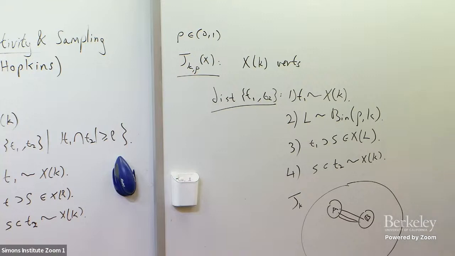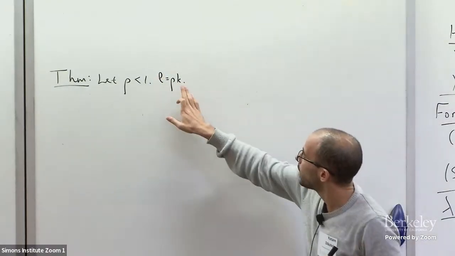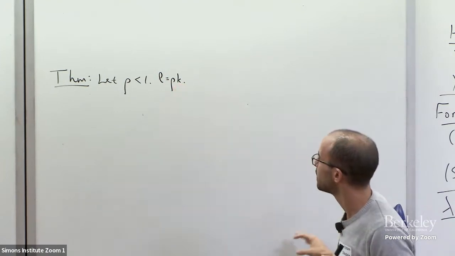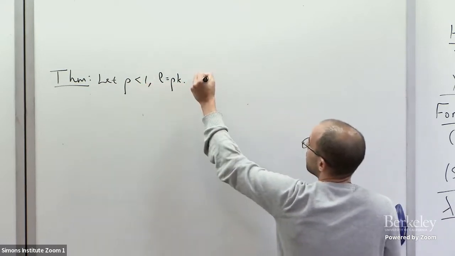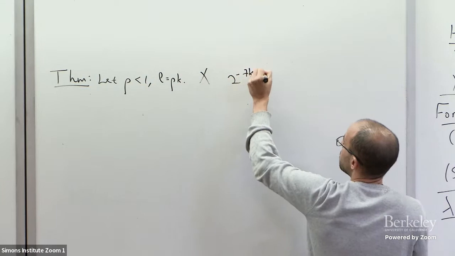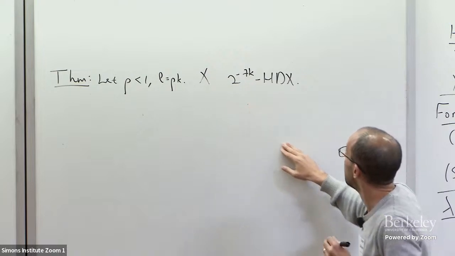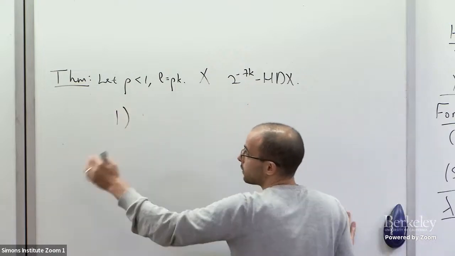So let me write the theorem down formally, or at least somewhat formally. So the theorem is as follows. Let's take rho to be some parameter, and let's take L to be rho k. Whenever I multiply an integer with a fraction, it will always be an integer, okay? So I'm not going to deal with integrality, but let's just assume it. And let X be a sufficiently good high dimensional expander where the lambda parameter goes exponentially down with k. So we have two parts, one for each graph.